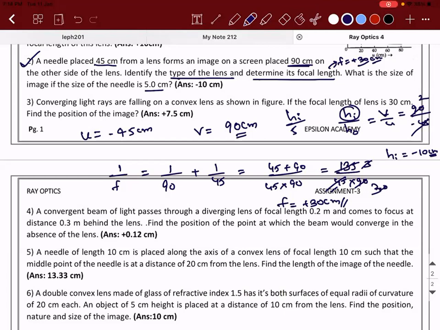Is that clear? Yes, sir. So this is how we solve problems based on lens.